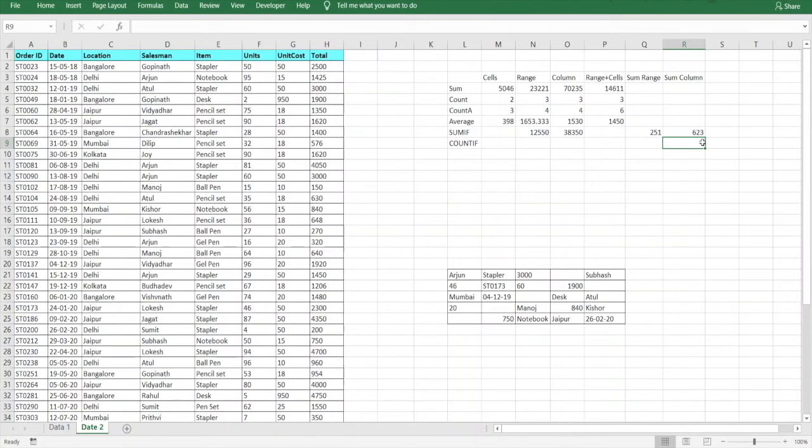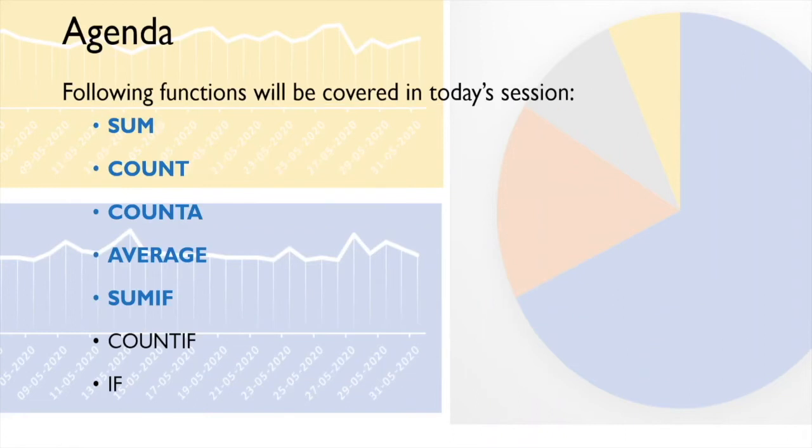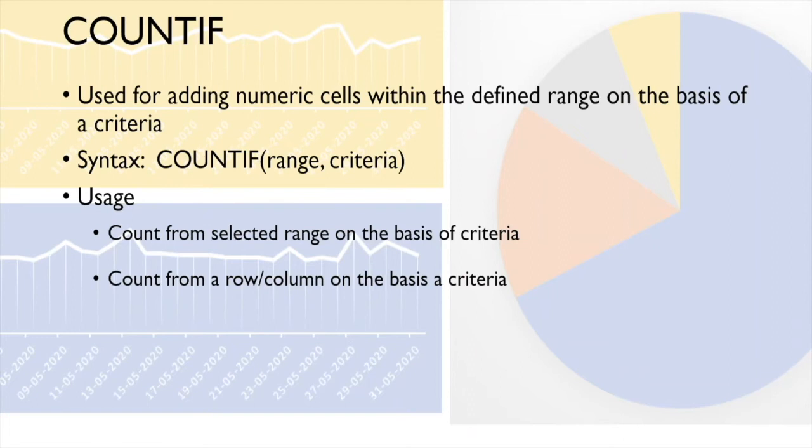Now let us move to COUNTIF. So now this COUNTIF is a function that is used for counting cells within the defined range on the basis of a criteria. Again, as we have done in the SUMIF, this COUNTIF also works for a criteria. So we will see two usages here. We will have count from the selected range on the basis of a criteria, then count from a row or column on the basis of a criteria. Okay, let's see how it is done.